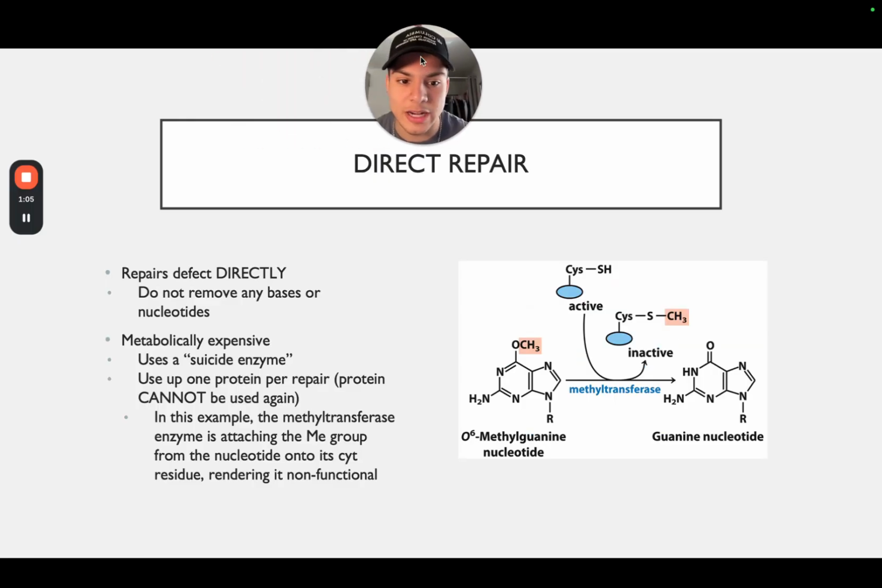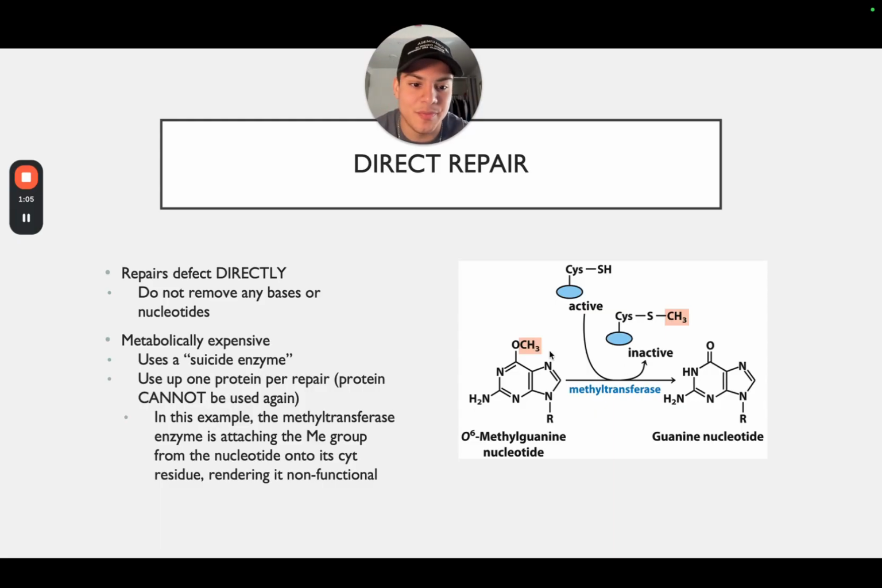And then in terms of direct repair, this is going to repair that base directly, and so we're not removing any bases or nucleotides, we're literally repairing it. And so this is metabolically expensive, to keep everything intact while also repairing it at the same time. So it's going to use a suicide enzyme, meaning that this enzyme is never going to be able to be used again. It's going to become inactivated. And so we use up one protein per repair. So the protein cannot be used again. Again, that's what suicide enzyme means.